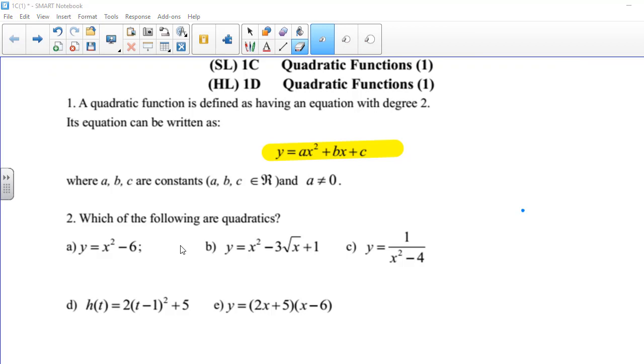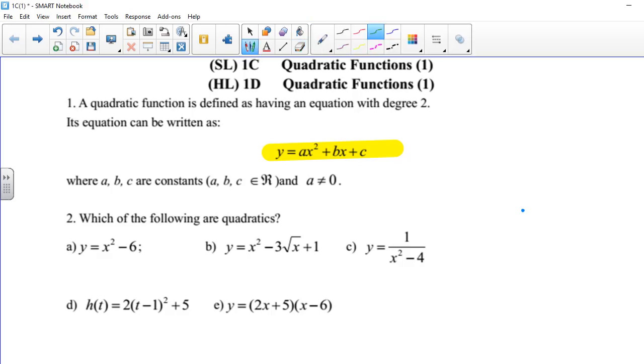Right now, we have 5 different functions. Among those 5 functions, not all of the functions are quadratic functions. So right now, we need to determine which of the following are quadratic functions. Let's look at the first one in A. Y equals x squared minus 6. Is this one a quadratic function?